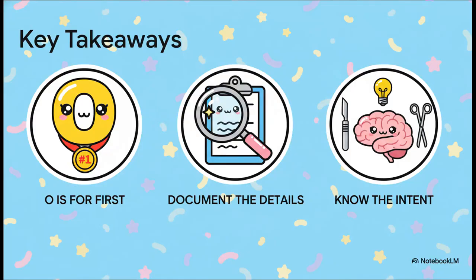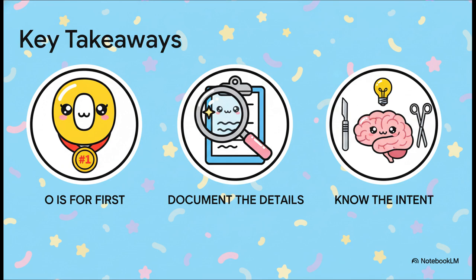Okay, that was a lot, I know. So let's boil it all down to the 3 things you absolutely have to remember. Number 1, O codes go first, always. Number 2, the details in the documentation are everything. They're your roadmap. And number 3, for those inpatient procedures, always start with the intent.